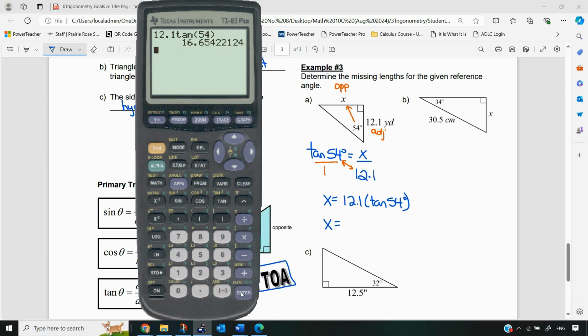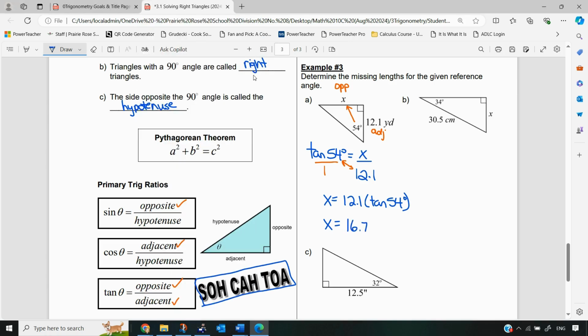So we have 12.1 times tan 54. That gives me 16.654. Again, we're going to round to the nearest tenth. So that's going to be 16.7. And we're talking about yards. So 16.7 yards. Moving on to our next example, we have 34 degrees, and across from 34 degrees is my opposite, and across from 90 degrees is my hypotenuse.